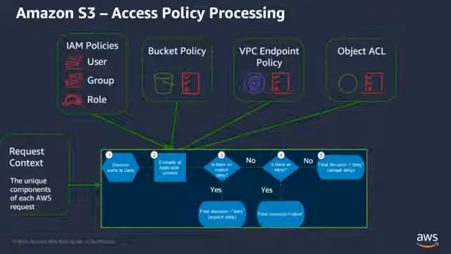And then we say, is there an explicit deny? If there is an explicit deny, then the final decision is deny. That's it. You're done. If there's not an explicit deny, then we look to see, is there an allow? If there is an allow, then the final decision is allow. And if there is not an allow, then the final decision is deny. And that's how it works. Very, very straightforward.